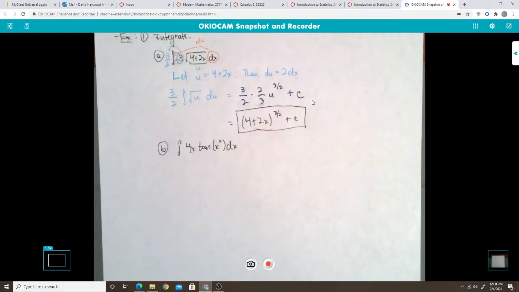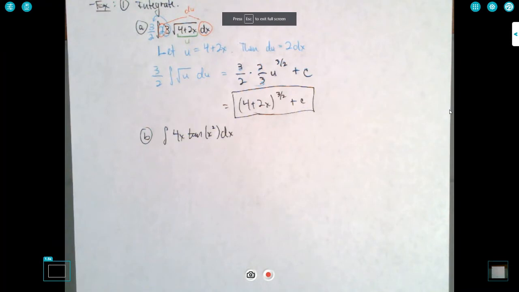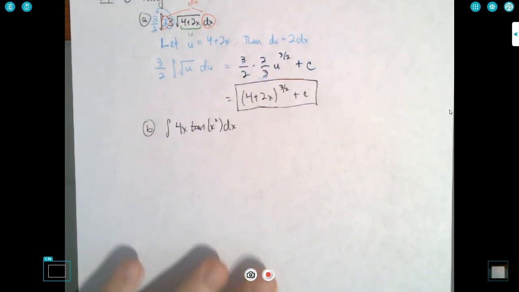I think I figured out how to get it to focus a little bit better, and you can see the colors showing up a little better now. Anyway, so let's do this one.